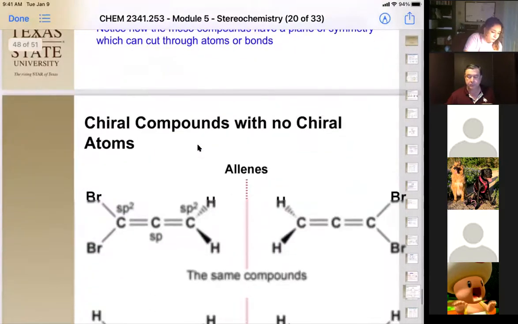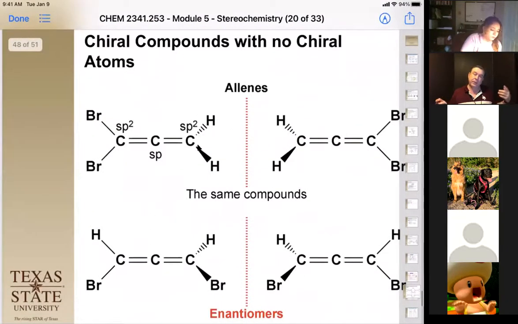All right, so then there's some crazy compounds that are chiral, but they don't have a chiral atom. Now, they're chiral because they have a 3-dimensional shape fixed in space. In this case, we have a group of compounds called allenes, which is where we have 2 double bonds across 3 carbons. Note that this is sp2 hybridized, this is sp hybridized, and this is sp2 hybridized.